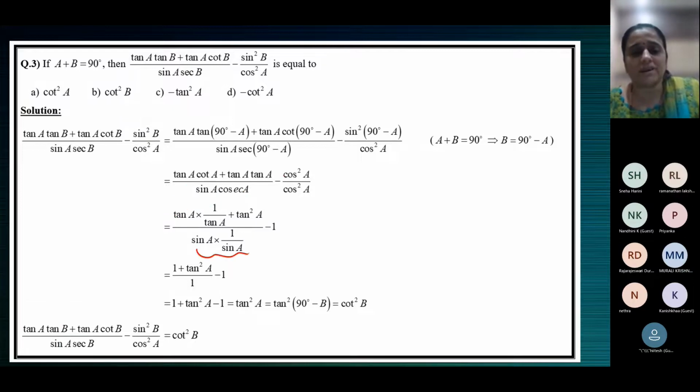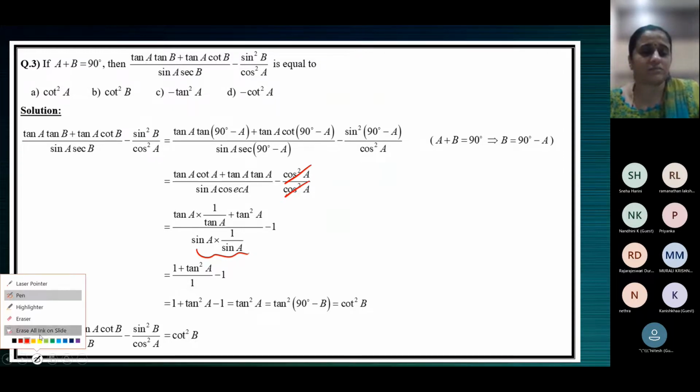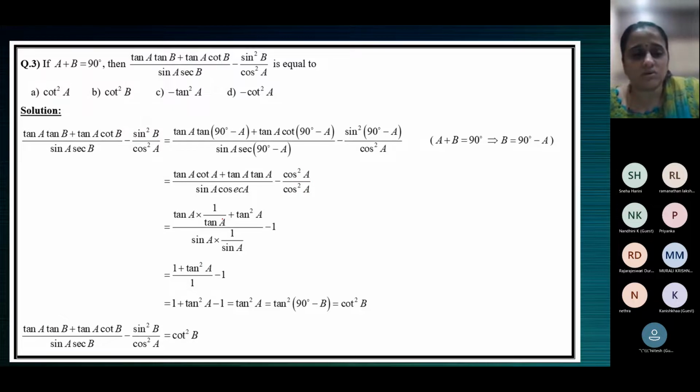Reciprocal ratios. Minus, this gets cancelled. So 1, minus 1. Minus 1. So now tan A and tan A cancel. Sin A and sin A cancel. So there is nothing here, that means there is 1. 1 plus tan square A.